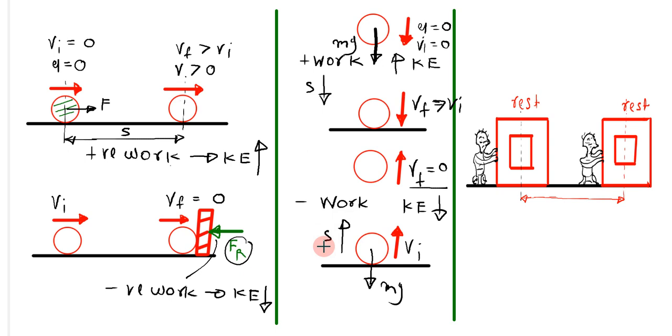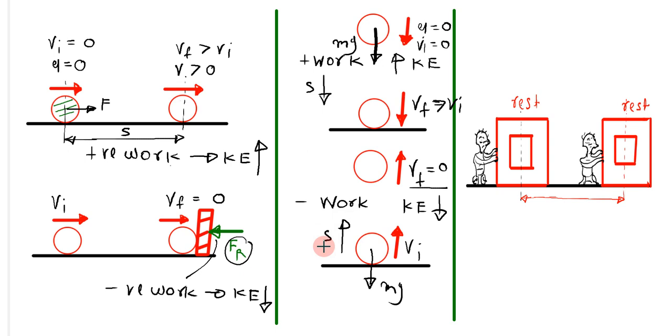So in all four cases, what is the observation? There is a change in kinetic energy. Whether it increases or decreases is another matter. If there is a change in kinetic energy, then work is done. It may be positive work or negative work. When velocity increases, kinetic energy increases, and the work done is positive. If velocity decreases, kinetic energy decreases, and that work is negative work.